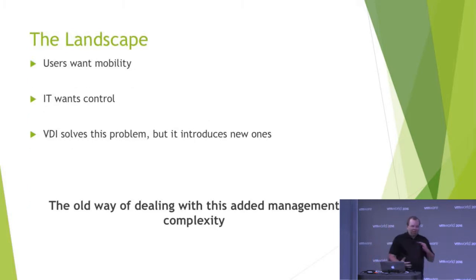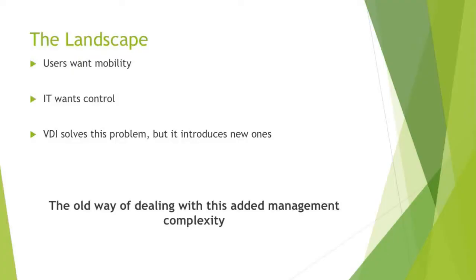So let's talk about the landscape of EUC for a second. Today, users want mobility. We just heard in the keynote this morning about Workspace ONE and how they're trying to drive that convergence between identity and mobility, making it easier for end users to access their applications anytime, anywhere. On the same token, though, IT wants control. They want to be able to limit what users can access and make sure that it's secure and that there's no problems with the solution that they're working with.